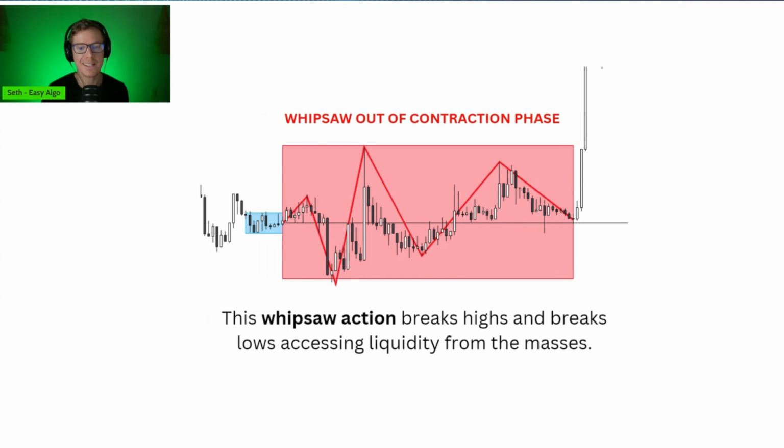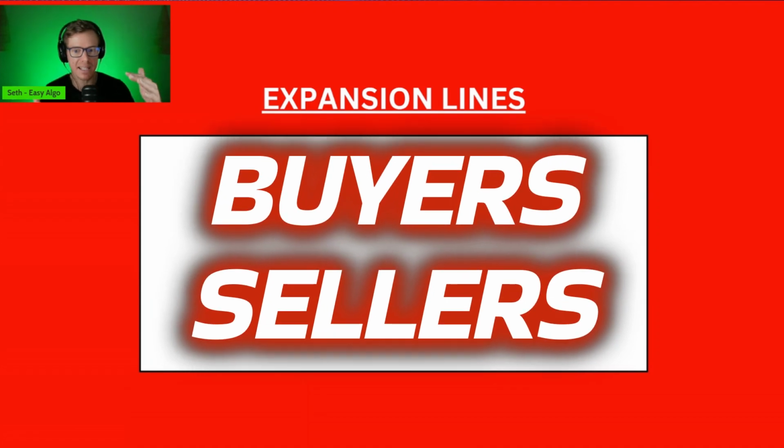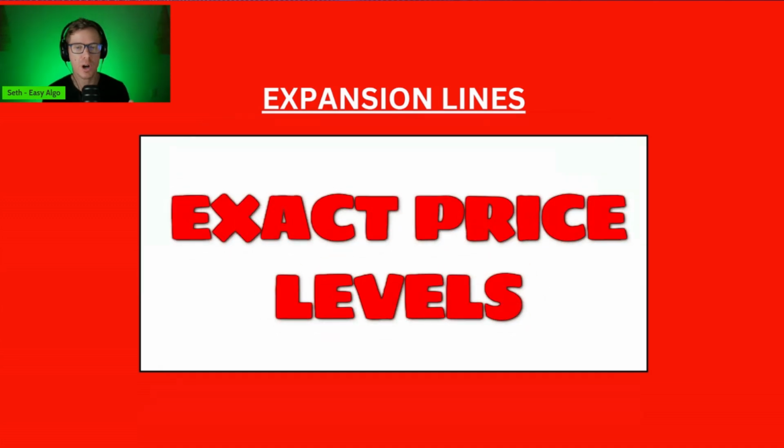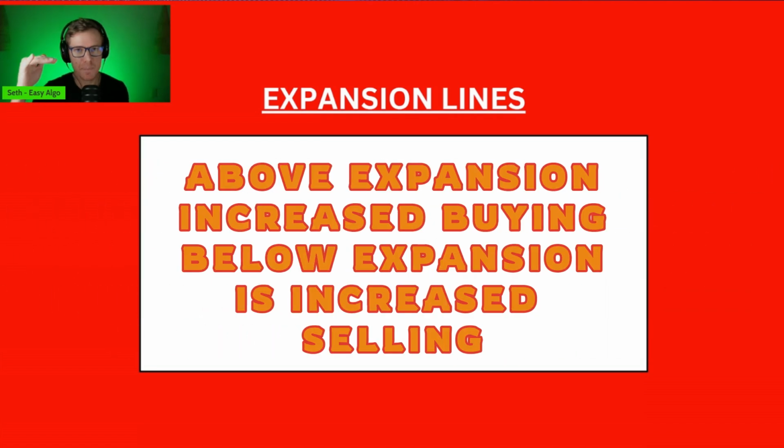This whipsaw ends up breaking the highs and breaking the lows, which allows them to access this liquidity at your stop losses. These expansion lines are the dividing point between the buyers and the sellers and are relevant to the time frame that it's being observed on. They provide exact price levels that make up the underlying framework of real buying and selling dynamics and give specific price where the market sentiment can change. Above expansion is increased buying and below expansion is increased selling.